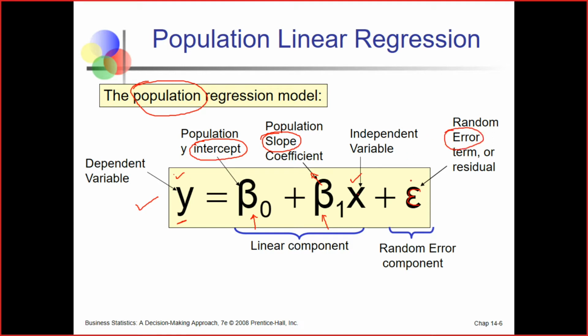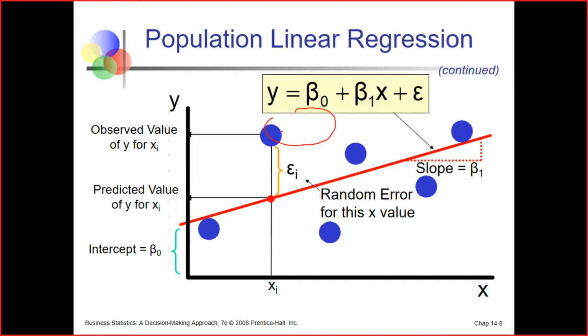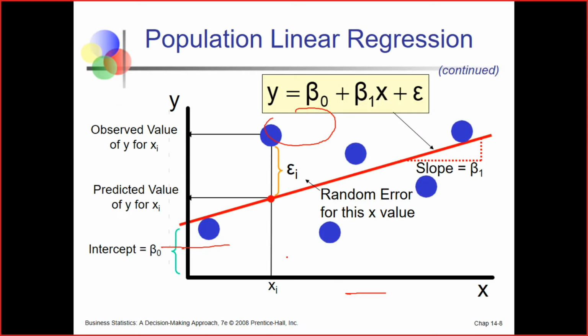Now, we transform it with the help of certain assumptions: that the error values are statistically independent, the error values are normally distributed, the probability distribution of the error is normal. So basically the assumption is that nearly everything is normally distributed, with equal variance, and the relationship is linear. If these assumptions hold, then we can easily understand this population linear regression.